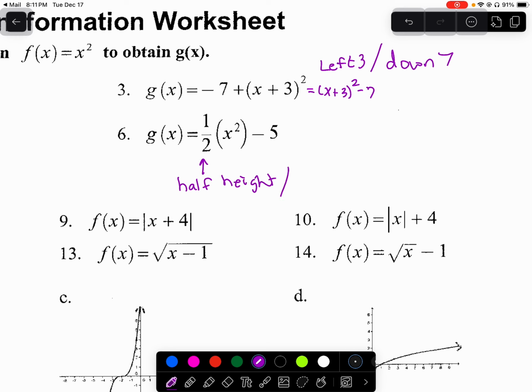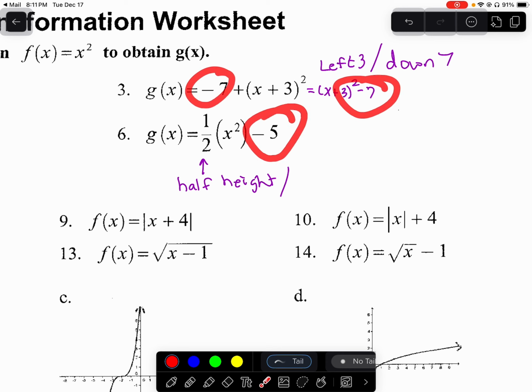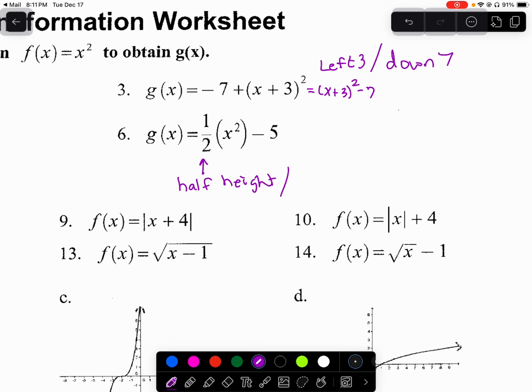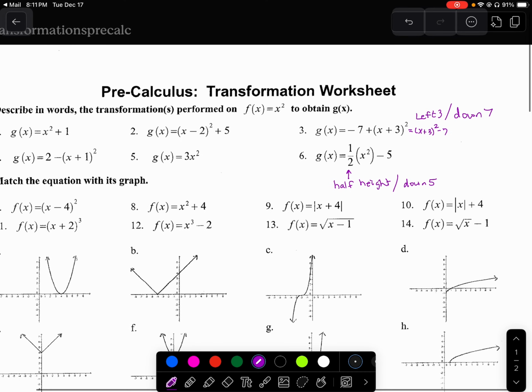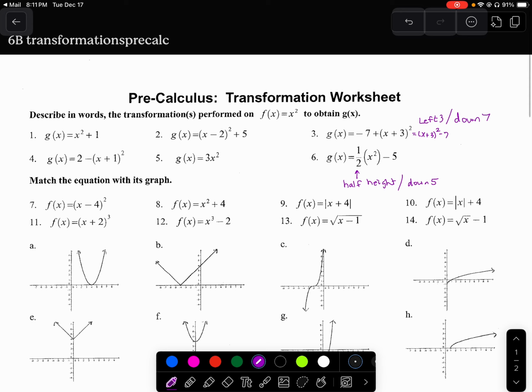And then the next thing that touches it, like we had a subtraction of 7 here, we have a subtraction of 5. That is going to move the function down 5. So that's all you want to do for these little problems 1 through 6. What happens to the function, okay? And if you're stuck about what's happening, feel free to throw it into Desmos, take a look at it, but I want the description in words.